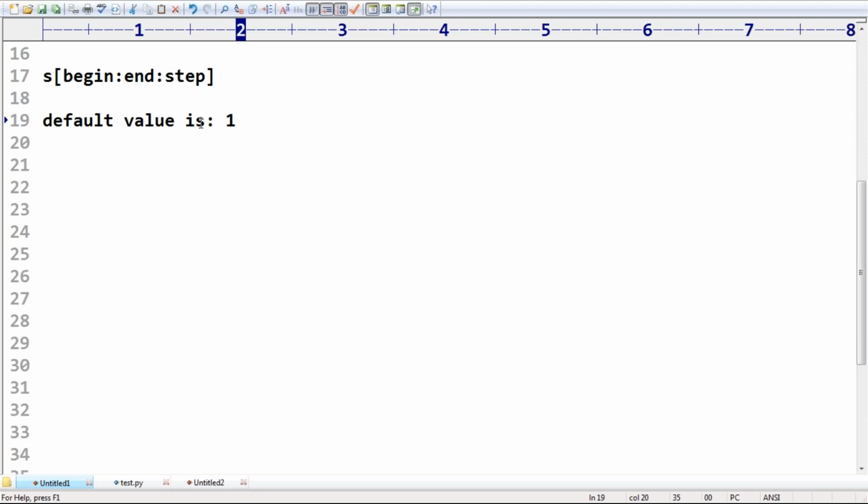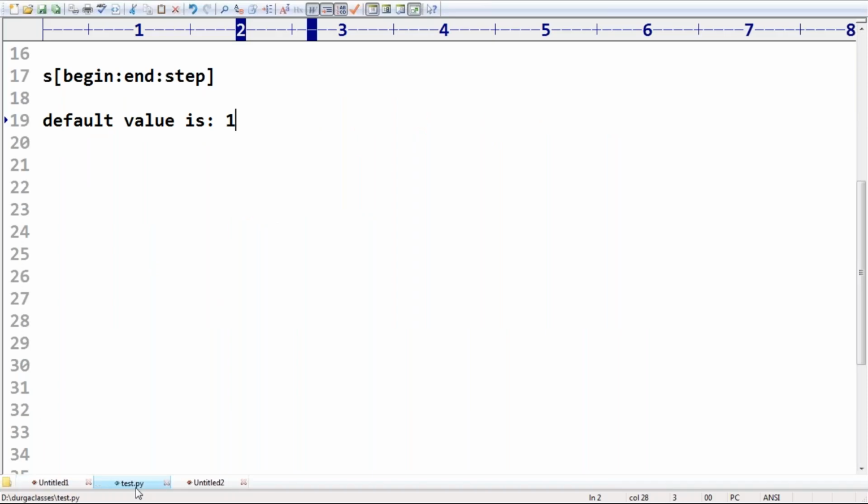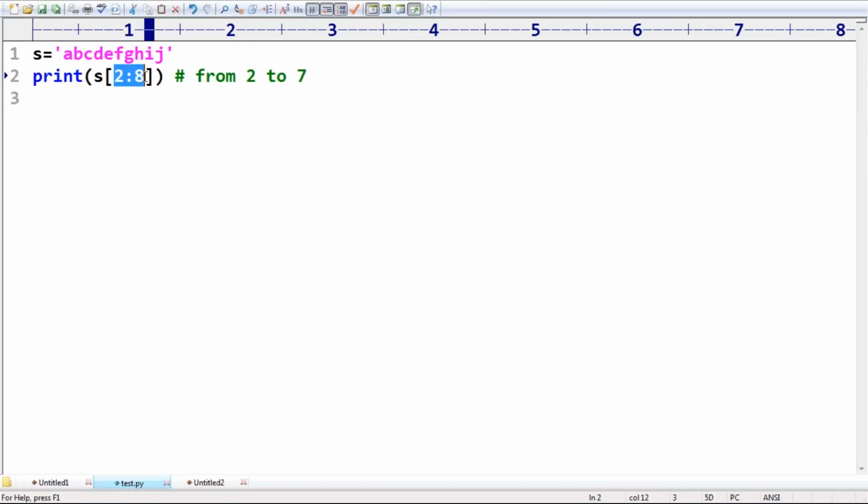The default value for step is 1, because every next character is going to be considered. That is the reason why you are getting all the characters from 2 to 7, right? Suppose I want s[2:8:2]. What is the meaning of this? From 2 to 7, every second character, can you please consider?